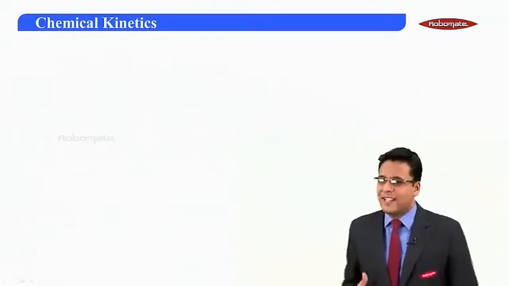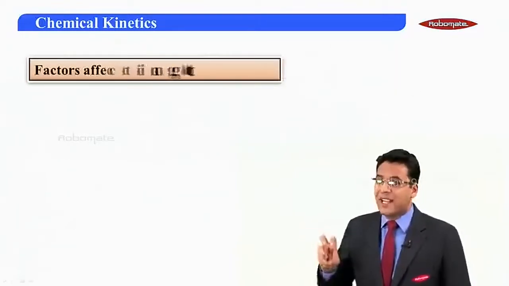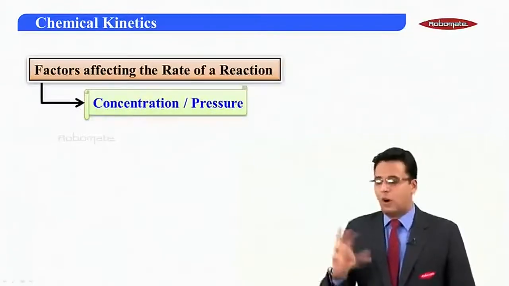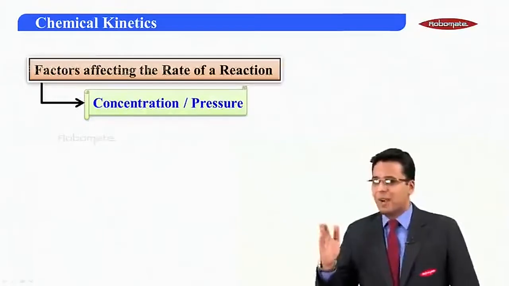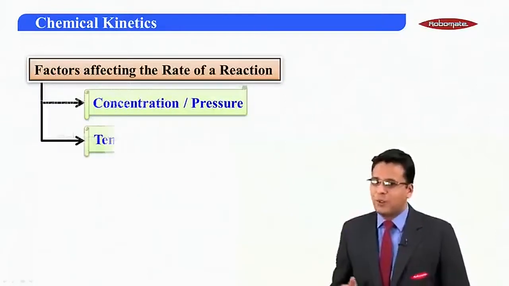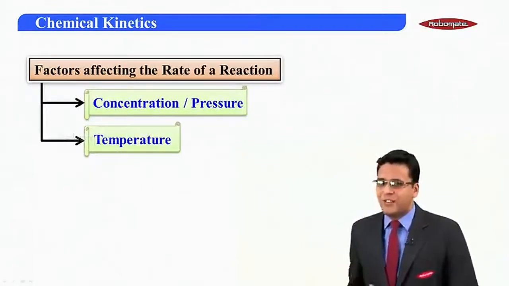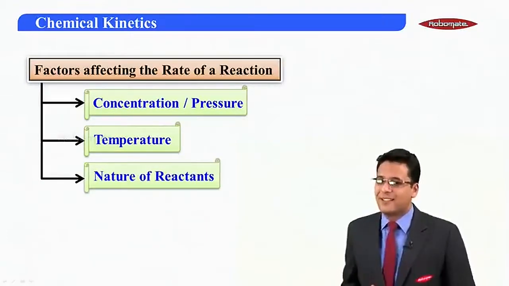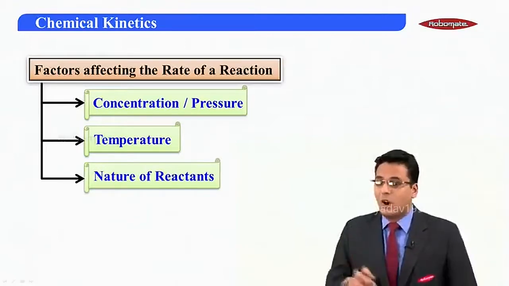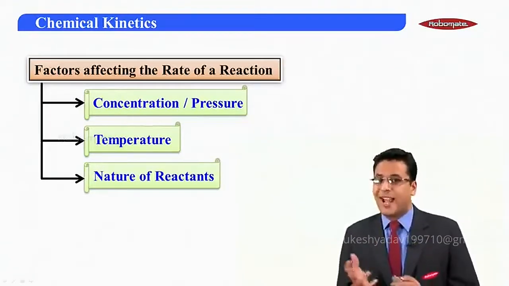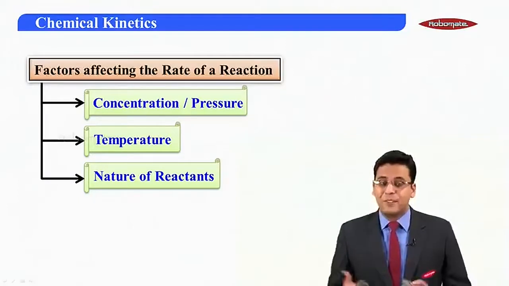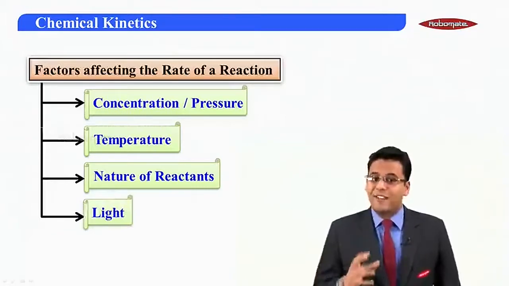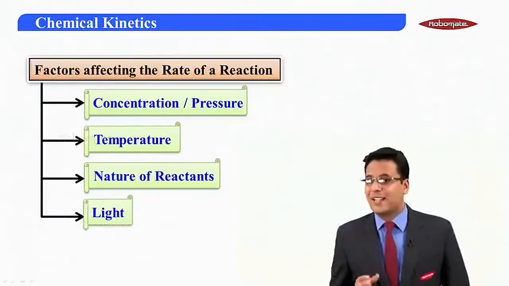We have already seen that the factors affecting rate of any chemical reaction are concentration or pressure. Concentration is for solutions, pressure is for gases. Also, we've got temperature, which affects the rate of reaction. In the last video, we saw how nature of reactants, whether the reactants are powdered or whether they are solids or liquids or gases, how all these factors affect rate of reaction. And we saw that how light affects the rate of photochemical reactions.